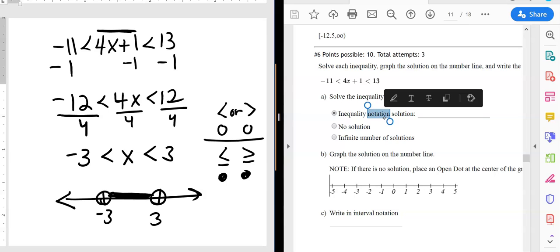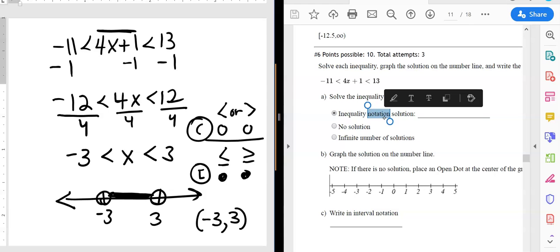Our farthest left value is negative 3, and our farthest right value is 3. Okay? Now, to decide if we use a parentheses, if we have open circles, we're going to use parentheses. Okay? If we're going to use the closed circles, we're going to use brackets. Okay? So in our cases, they're open circles, so I'm going to use parentheses.